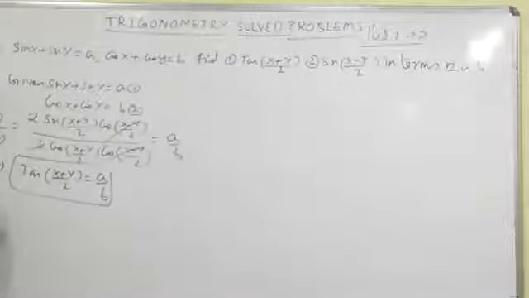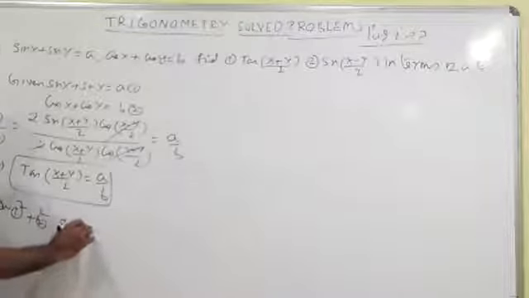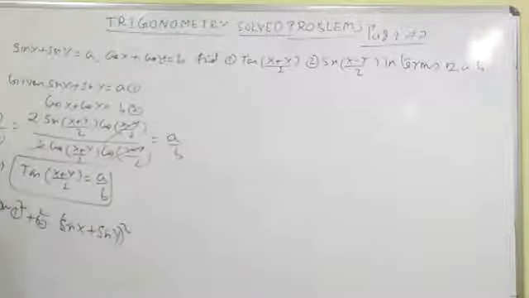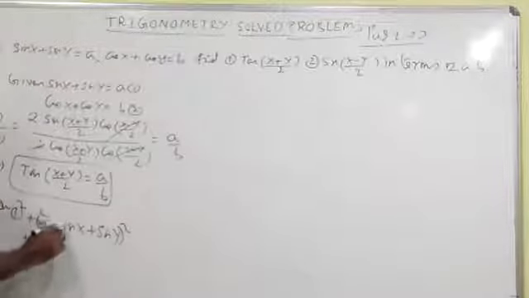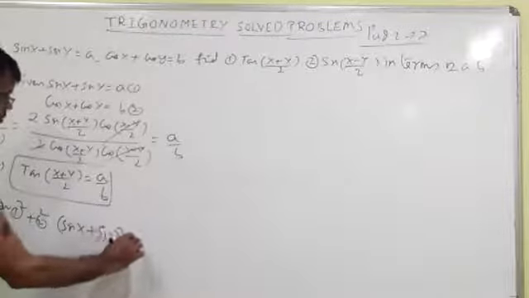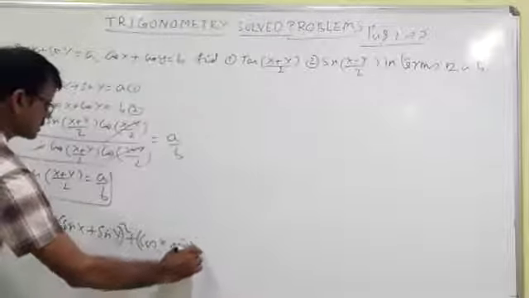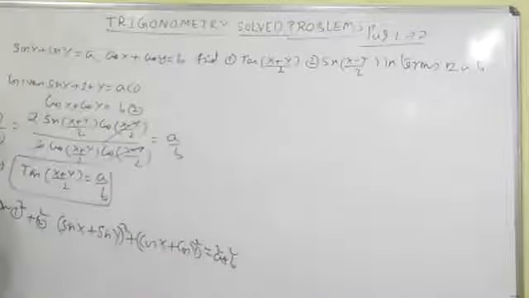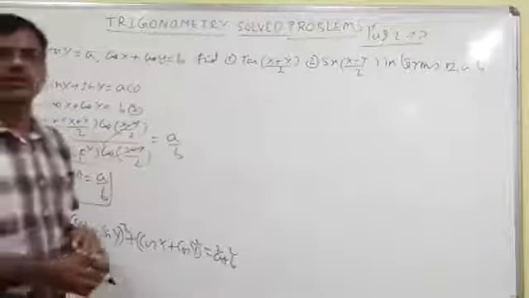Now let us square and add the first equation and the second equation. Why? Because you will get a formula dependent on the sin square terms and cos square terms. Now (sin x plus sin y) whole square plus (cos x plus cos y) whole square is equal to a square plus b square. That is, equations 1 and 2 are added by squaring both sides.